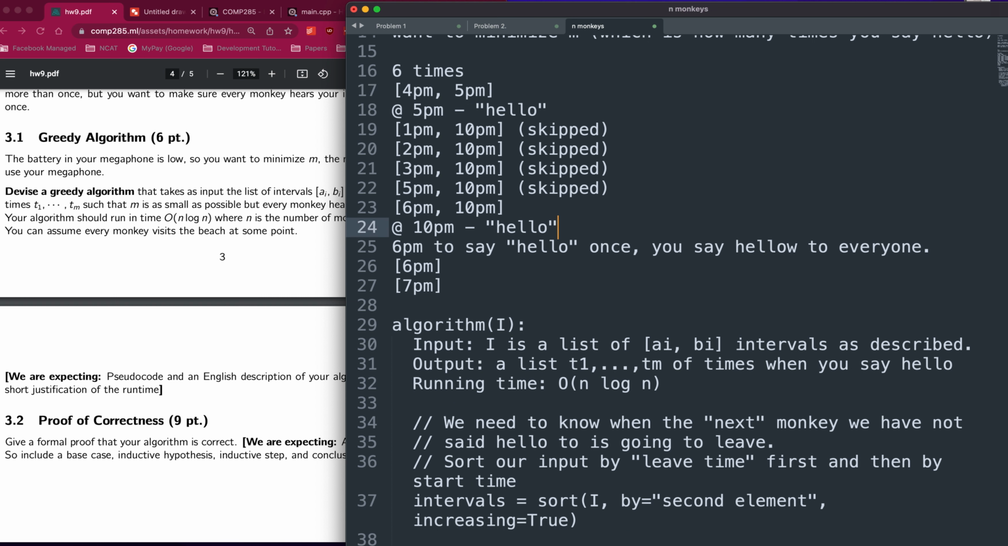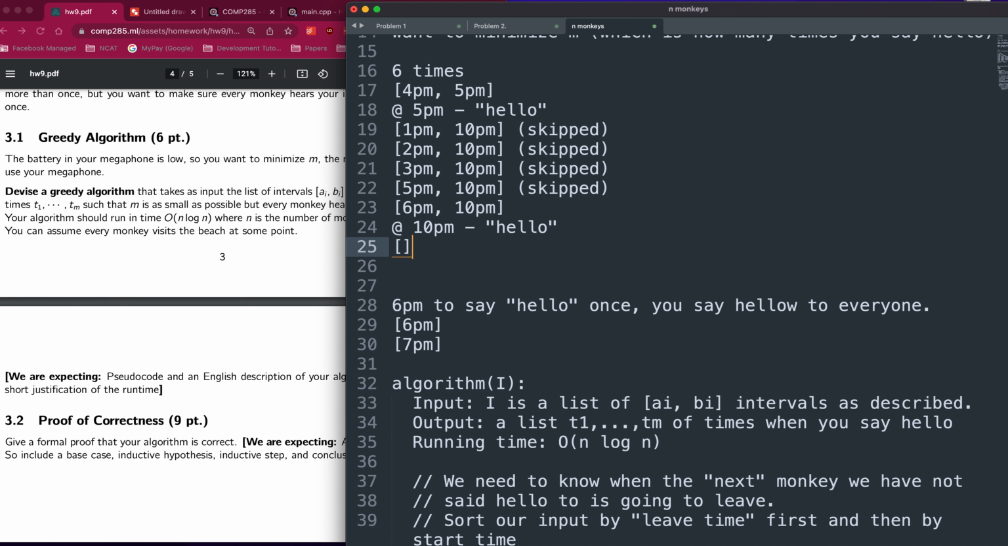gets added here, and then at 10 p.m. gets added here. And then maybe some people are going to leave earlier. So let's say this guy was going to leave at, actually, no, but everybody that comes after has to leave after 10 p.m. So this guy was going to leave at 11 p.m., but let's say he got here at 10:30 p.m., right?